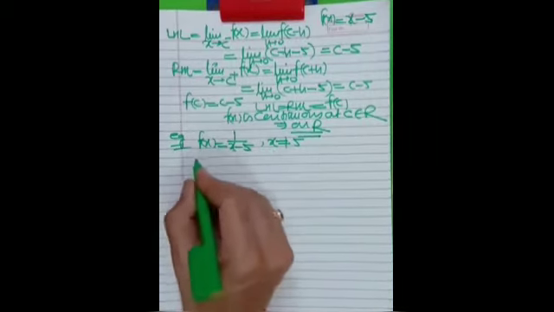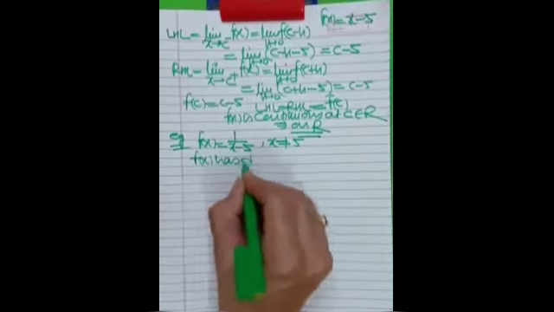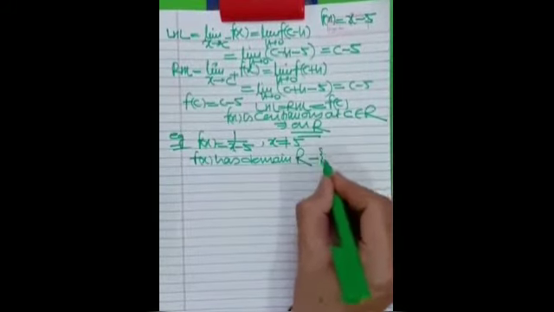But how can we check? Now f(x) has a domain. What is the domain of this function? Can you tell me? Real minus 5. Why?